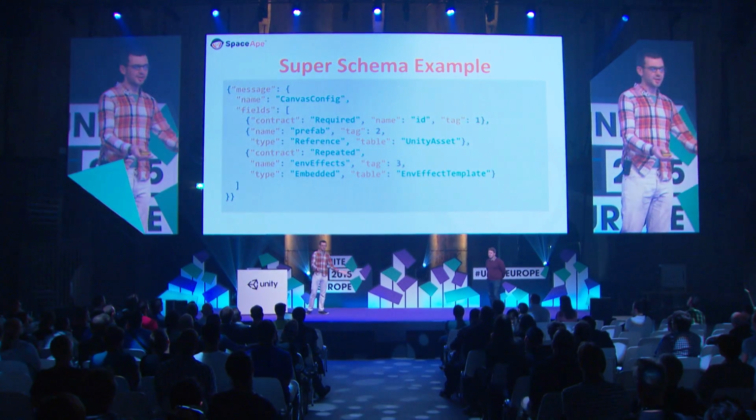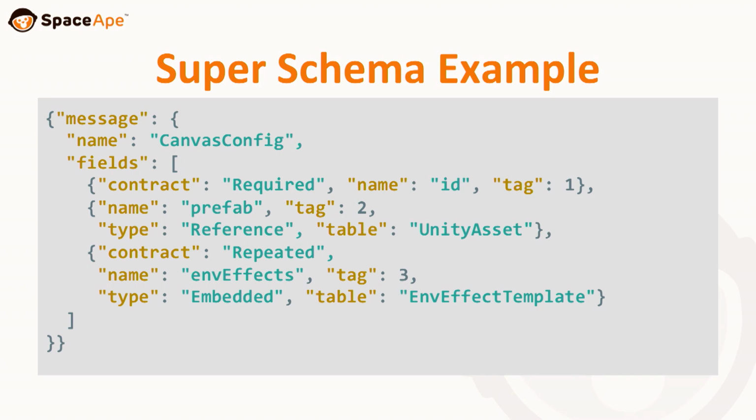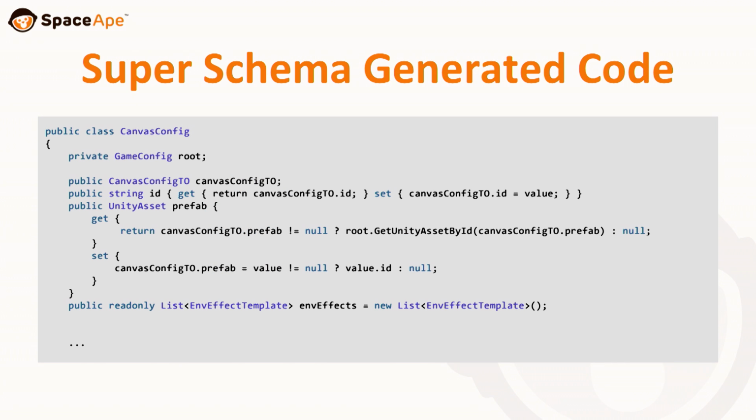So this is an example of what a super schema definition looks like. It's actually JSON. It maps pretty closely to protobuf, but we've got this crazy type reference in here, which is a prefab. So I wonder what that could be. This is the same thing that it generates in proto. We don't have to worry about it too much, but here we can see the prefab has turned into just a string.